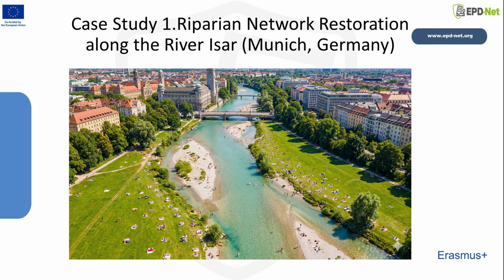Importantly, the Isar case highlights governance and social participation as key drivers of ecological connectivity, showing that long-term urban ecological networks depend not only on spatial design, but also on collaborative planning and policy integration.